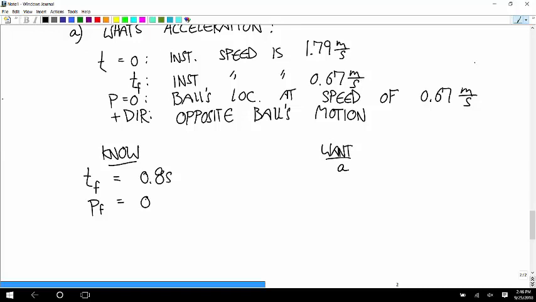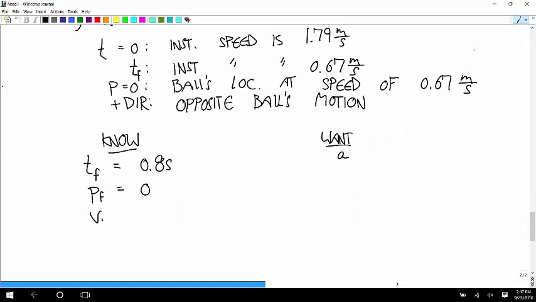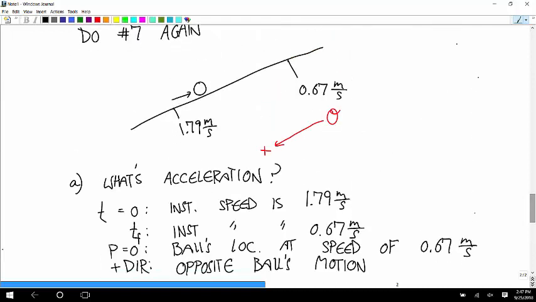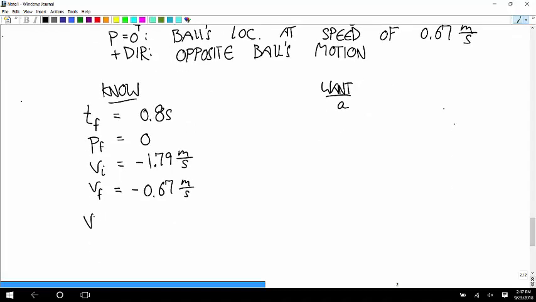And then the velocities. Do we know the velocity of the ball when time is equal to 0? Well, we know its speed is 1.79 meters per second. But notice that now the direction of motion is in the negative direction. So the velocity at time equals 0 is negative 1.79 meters per second. And then at the second point, the speed is 0.67 meters per second. It's still moving in the negative direction. So VF is also negative 0.67 meters per second. And now we're looking for an equation that works with this stuff. We can use this one.